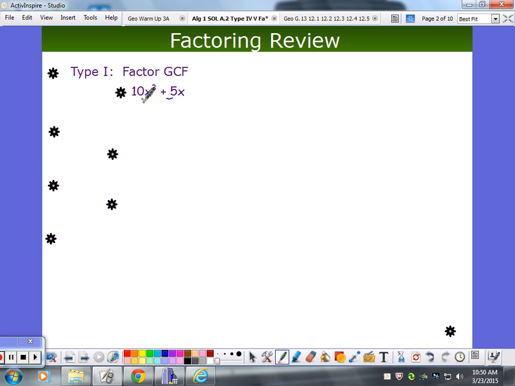Well, first I look at the numbers, right? So a 5 and 10, greatest common factor. Then I look at variables, x cubed and x. What's the same factor in both? X. Then I reverse distribute, which is basically dividing by that GCF, that greatest common factor.